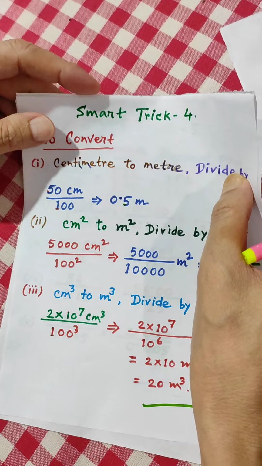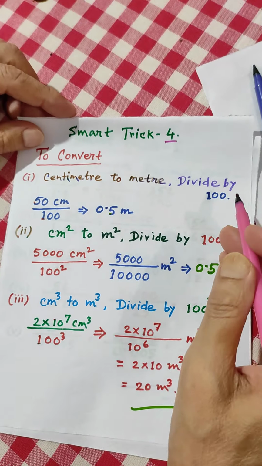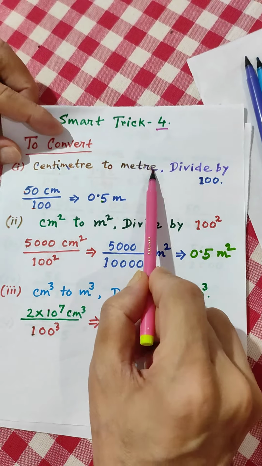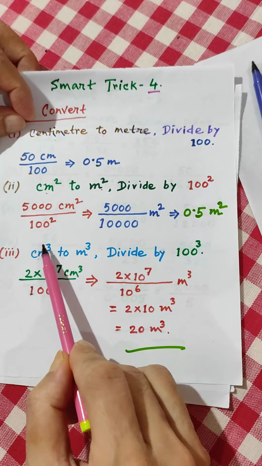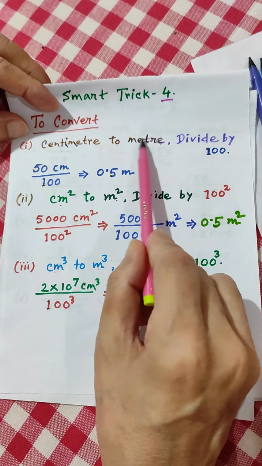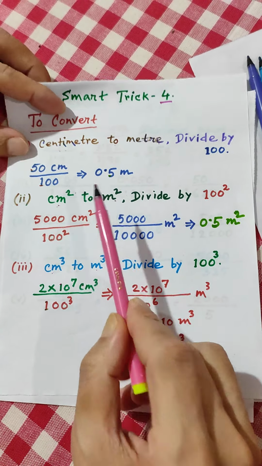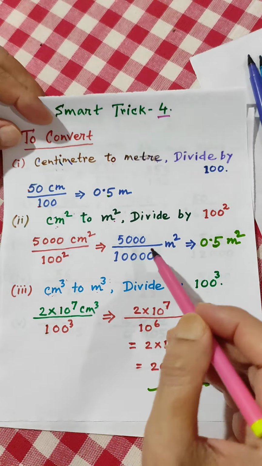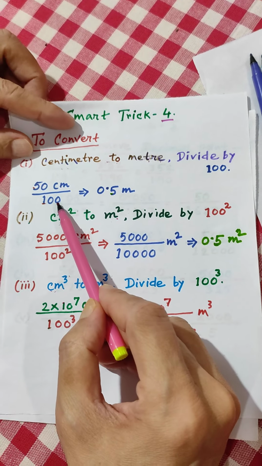Now let us see the next smart trick, number 4. Now this is also conversion. How to convert centimeter to meter, how to convert centimeter square to meter square, how to convert centimeter cube to meter cube. Now centimeter and meter are units of length, centimeter square and meter square are units of area, and centimeter cube and meter cube are units of what? Volume.